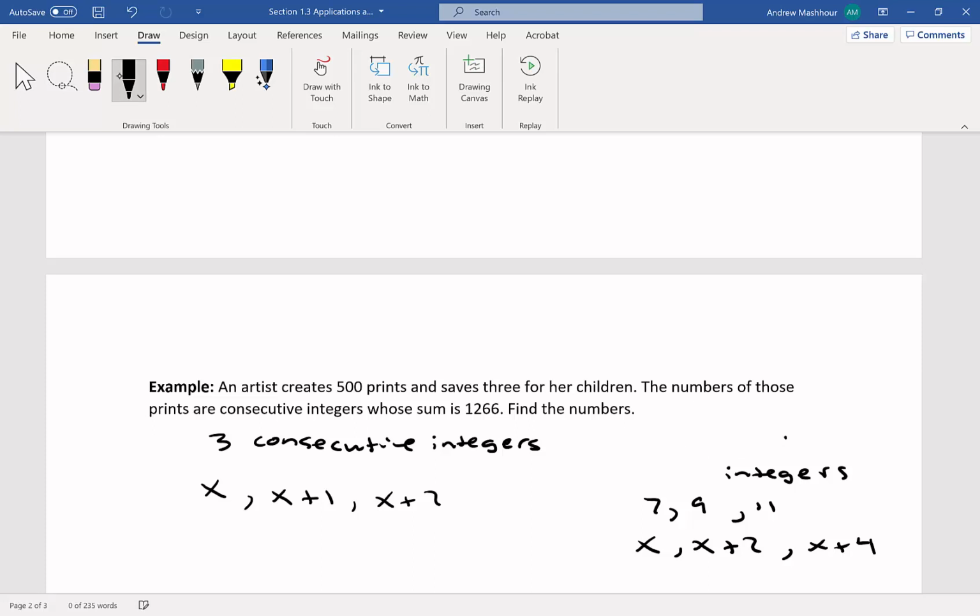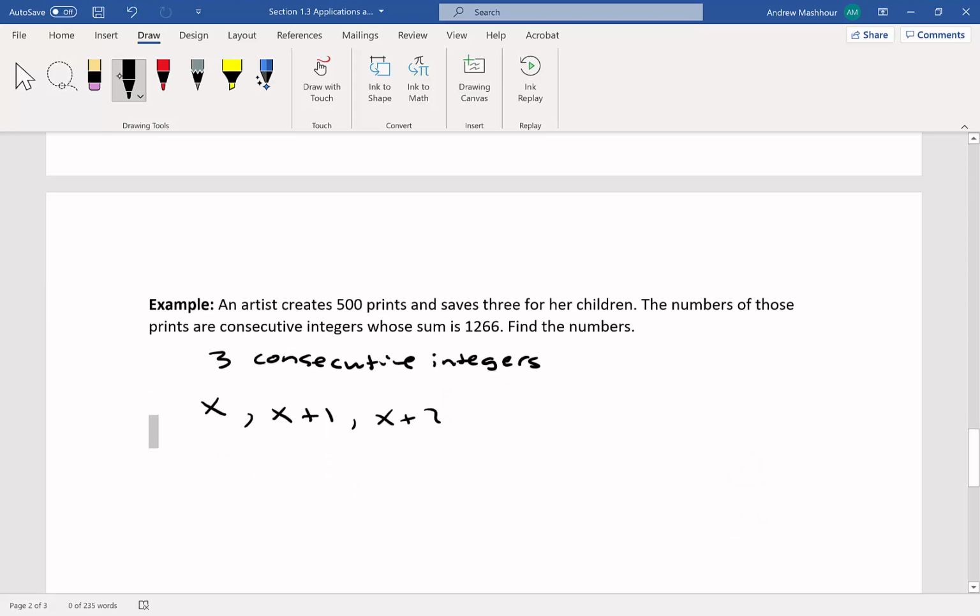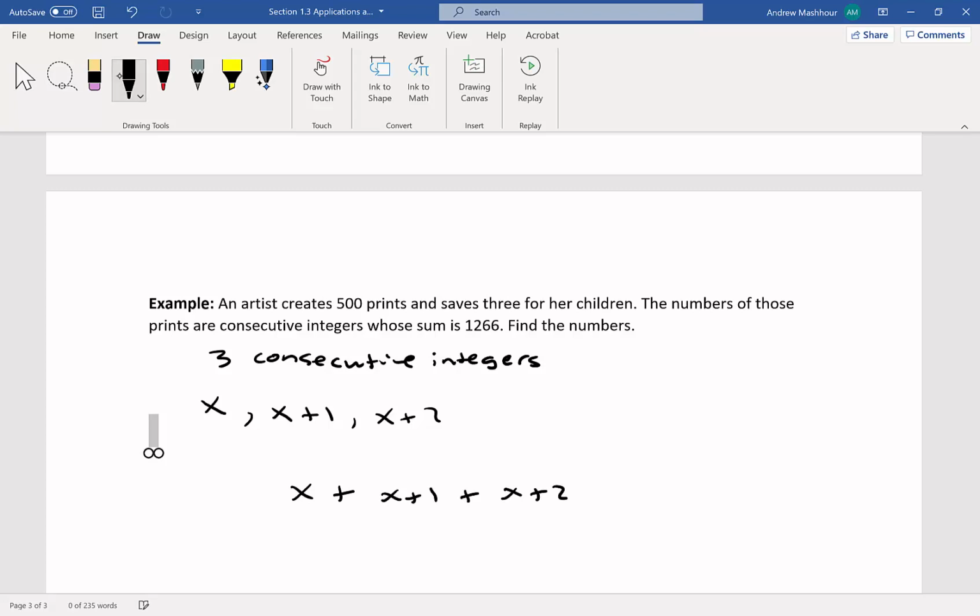Now for our particular problem, we were just given that it was 3 consecutive integers, and the sum of those integers is 1266. So when I add up these 3 integers, it has to be equal to 1266. So I have x plus x plus 1 plus x plus 2 equal to 1266. This is our first integer, this is our second integer, and this one is our third integer.